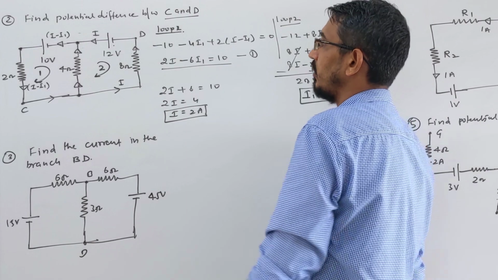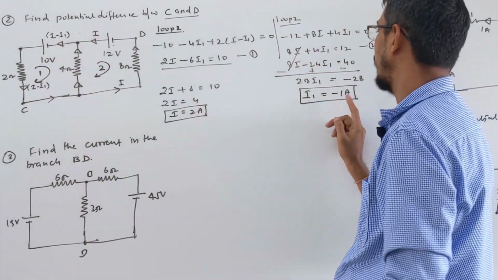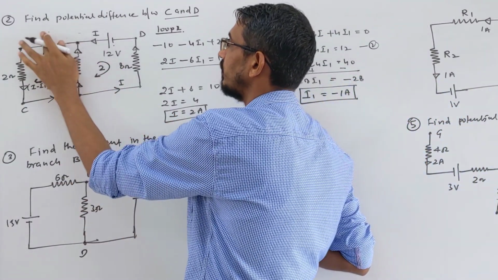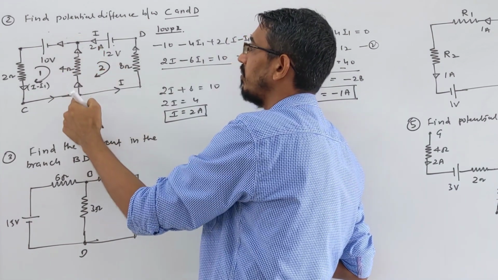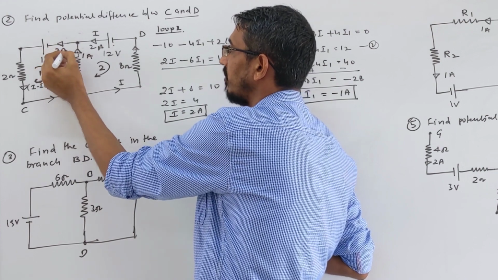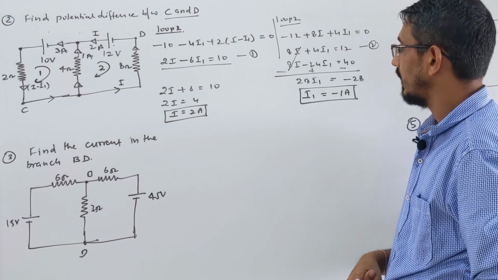If you need, you can find the current in that branch also, I minus I1. Now look here, we have corrected the direction here, so that should be 1 ampere now. 2 ampere is coming from this branch, keep in mind, and 1 ampere is coming from this branch. So what is the current here? 3 ampere. This is all current.